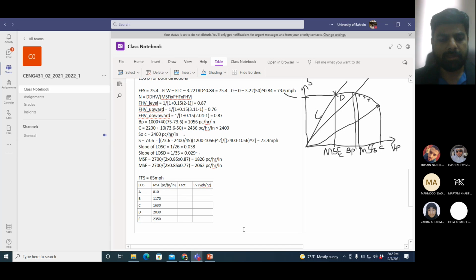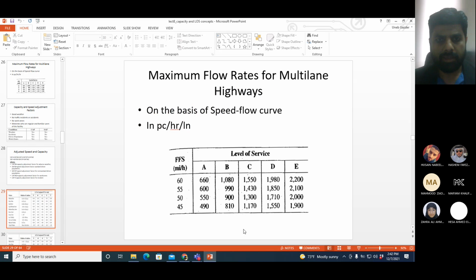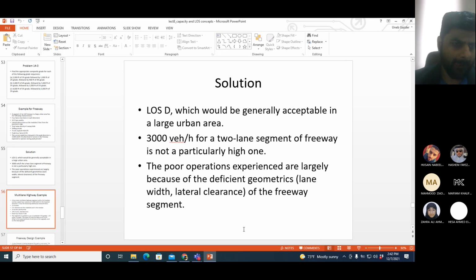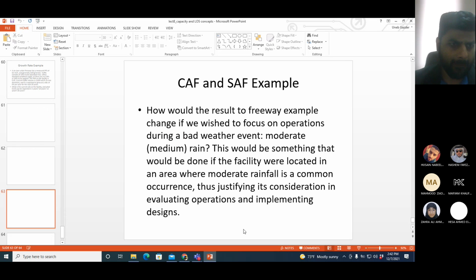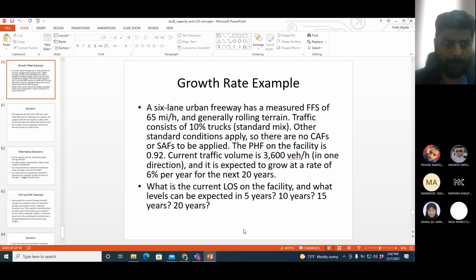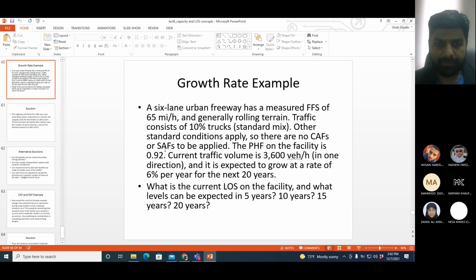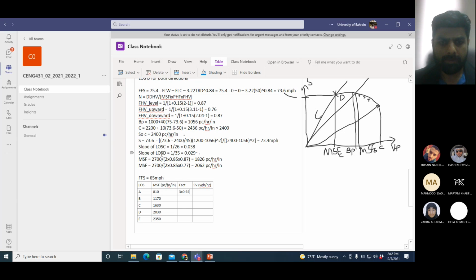Number of lanes: how many lanes do I have? It's a 6-lane freeway, so the number of lanes in each direction is 3. I need the peak hour factor, which is 0.92. And then I need the FHV.